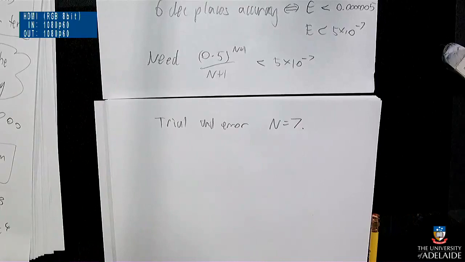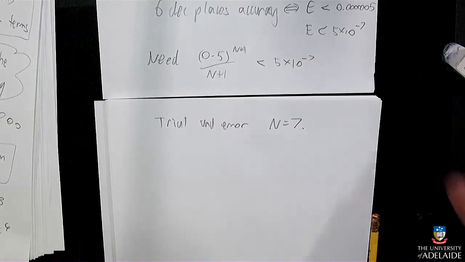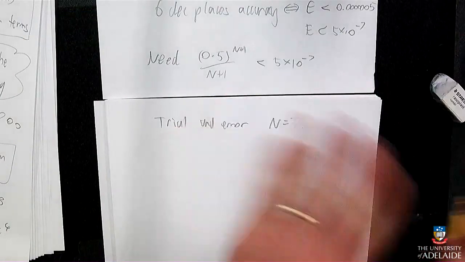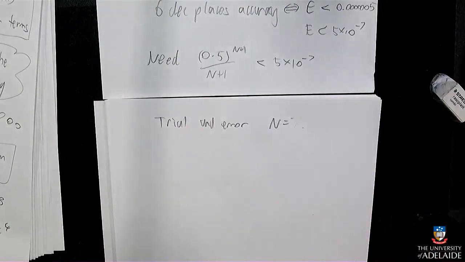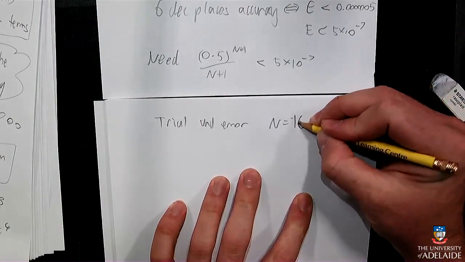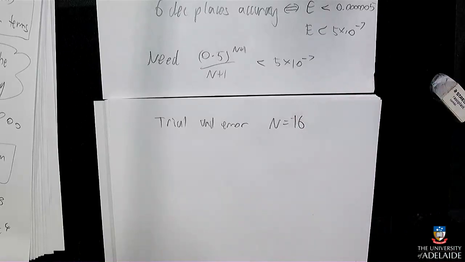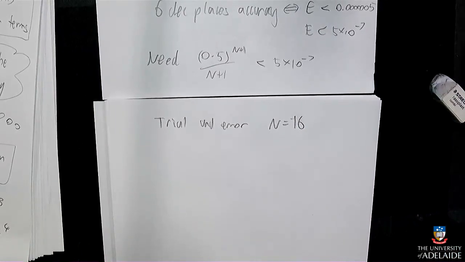Trial and error, n equals 7 is the first one. 16, crap. Making up crap, aren't I? I was looking at the 7 and the power. And okay, there we go. And it's okay to just say trial and error. It's fine.